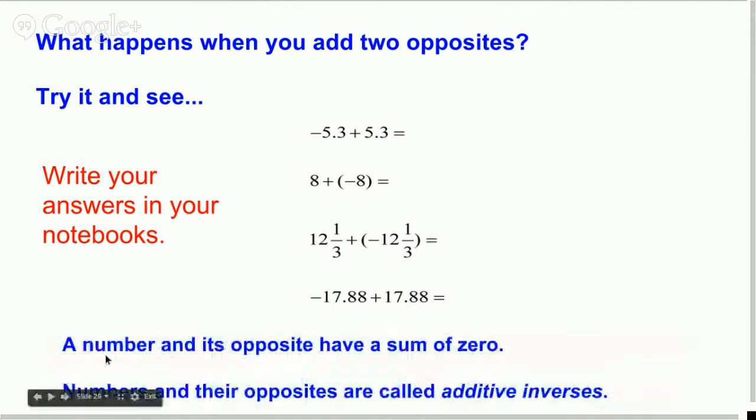The correct answer is 0 for all of them. When you add opposite numbers, you get 0.